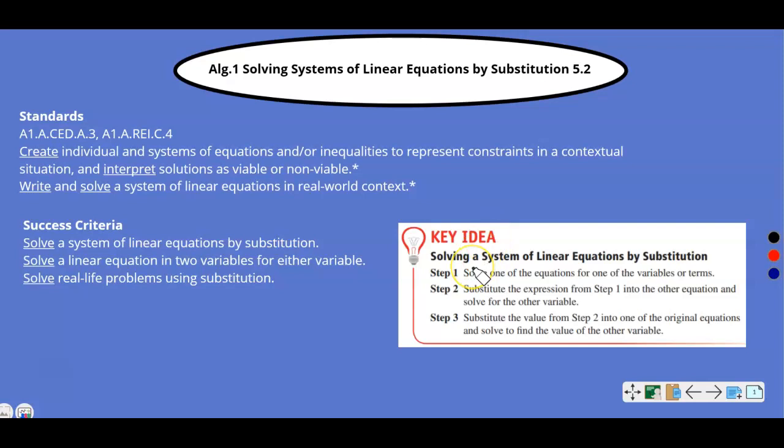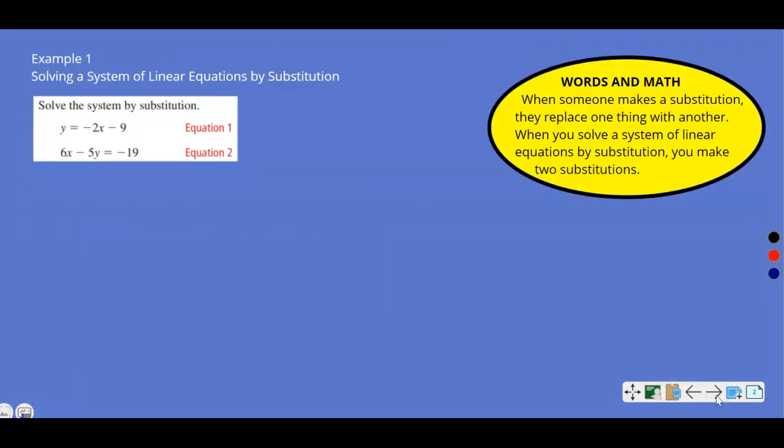All right. Key idea, solving a system of linear equations by substitution. Solve one of the equations for one of the variables. Substitute the expression from step 1 into the other equation and solve for the other variable. Substitute the value from step 2 into one of the original equations and solve to find the value of the other variable. All right. Let's see what example 1 says.